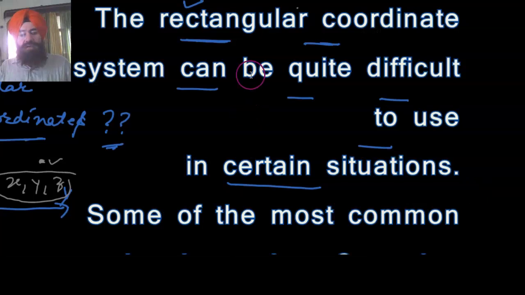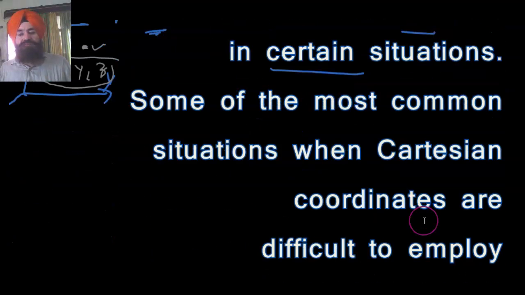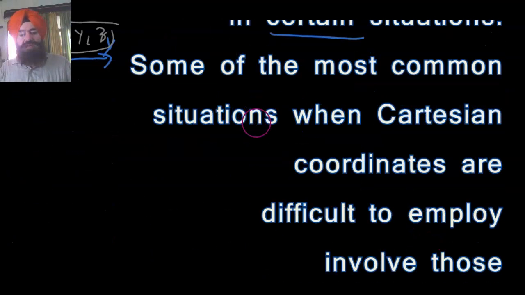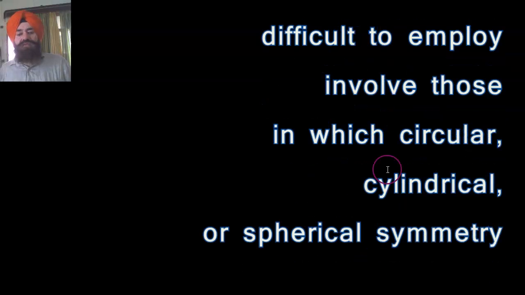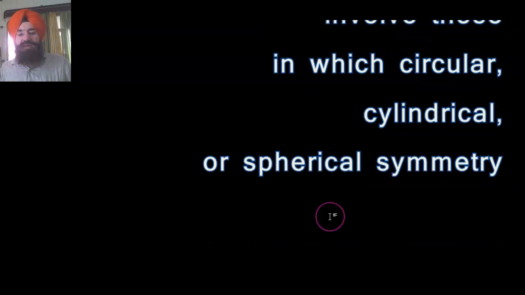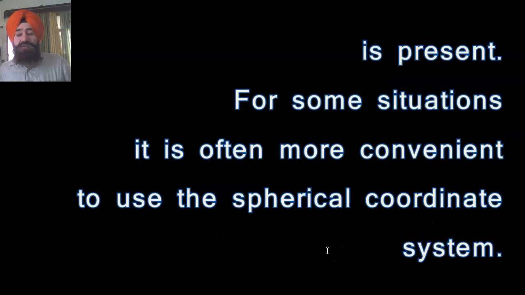Okay, so the rectangular coordinate systems can be quite difficult to use in certain situations. What are those situations? Some of the most common situations when Cartesian coordinates are difficult to employ involve those in which circular, cylindrical or spherical symmetry is present. It is difficult there to employ the Cartesian coordinate system.